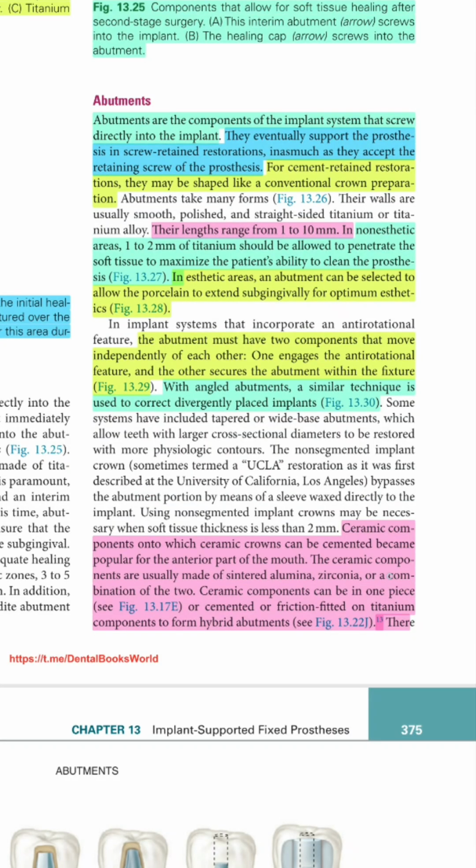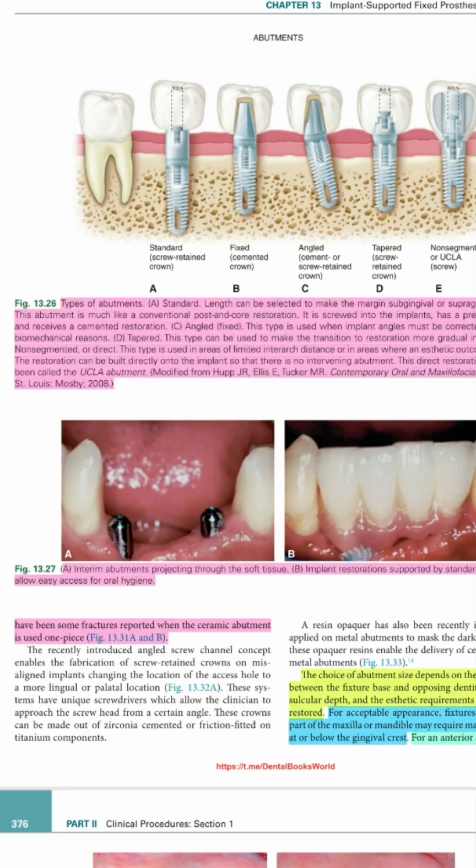An abutment is a component of the implant which is screwed to the implant directly, and it eventually represents the crown that we prepare in the normal fixed prosthesis. So the abutments, if they are cement retained, may be shaped like a conventional crown preparation, but if they are screw retained, they are fixed in their shape. Their length ranges from 1 to 10 millimeters.